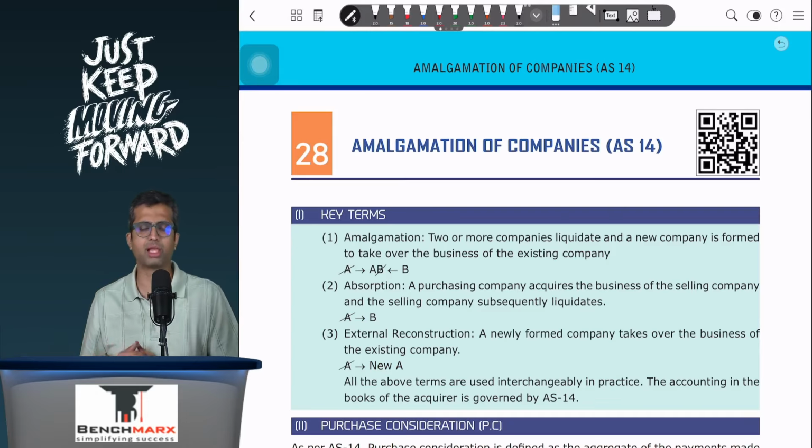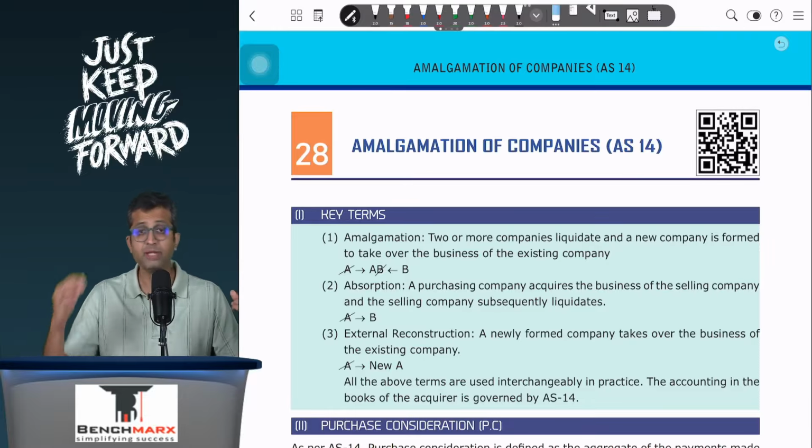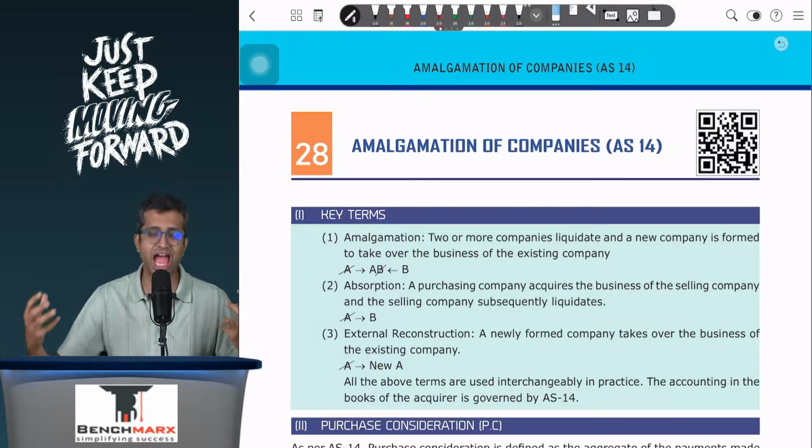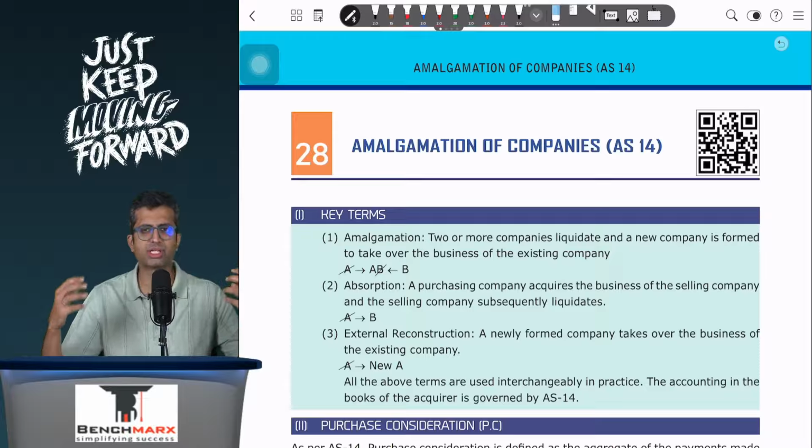So when we look at amalgamation or absorption, what does this cover? Well, there are two notable legal forms that get covered over here. One is absorption. What do you mean by absorption? Let us say there are two companies, A and B. B over here closes and is acquired by A. So basically B is absorbed by A.